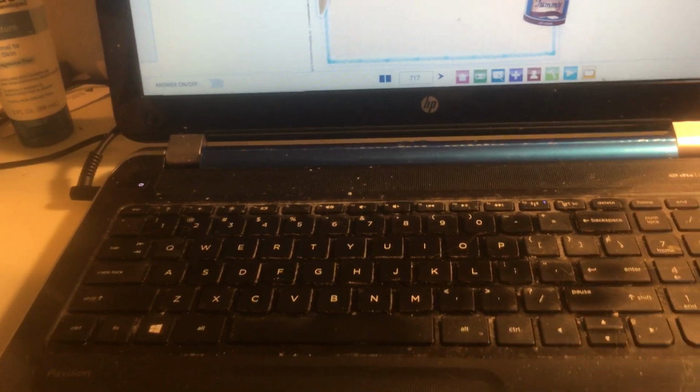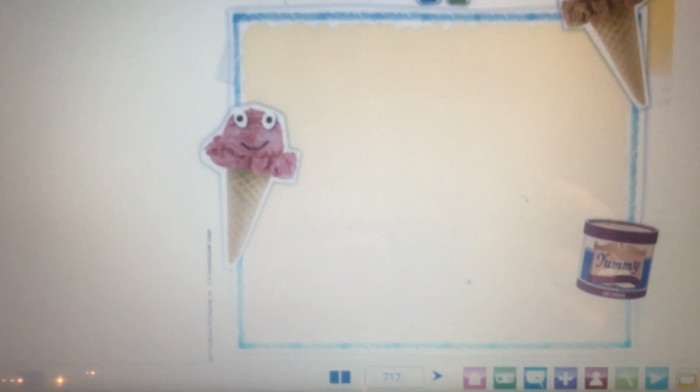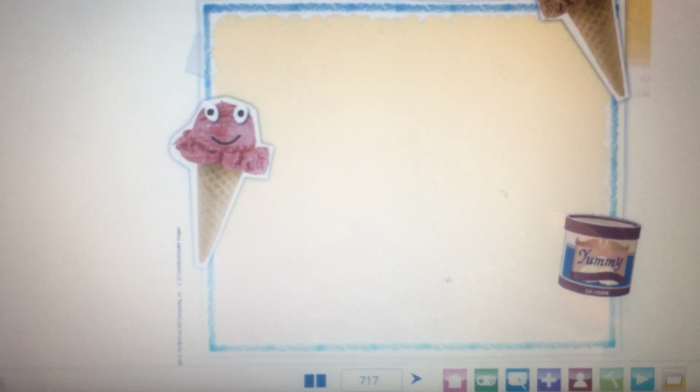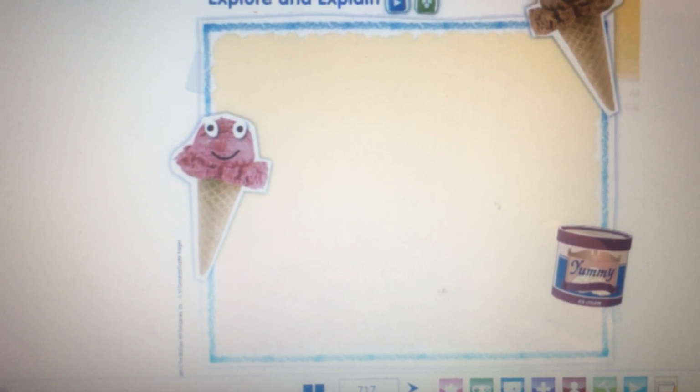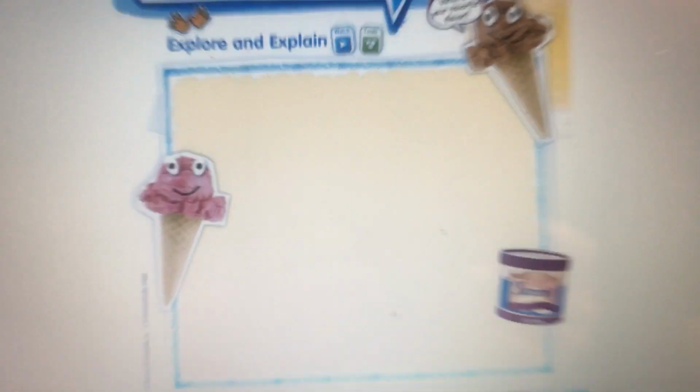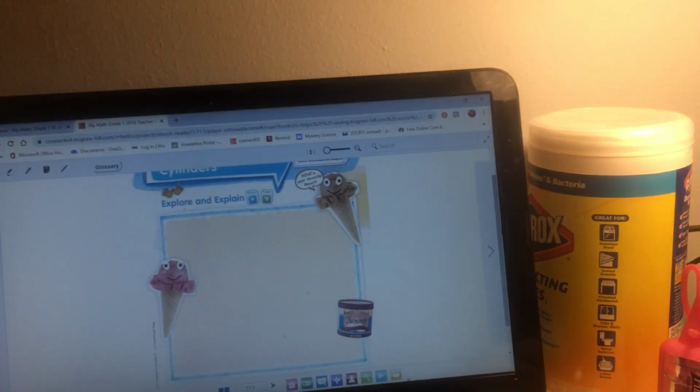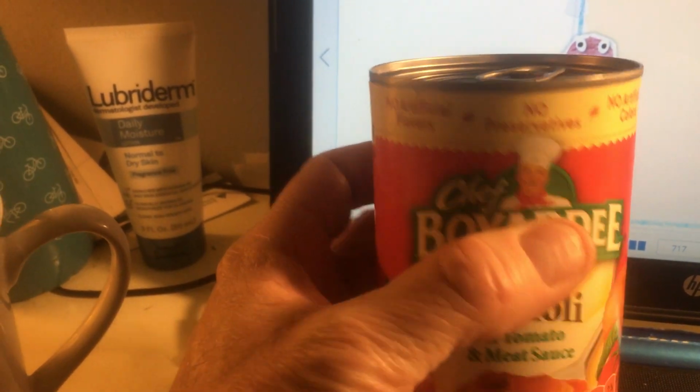All right, and then on page 717, you can see that there's also a tub of ice cream. It's called Yummy Ice Cream, and it's the same shape as this can of Chef Boyardee beef ravioli in tomato and meat sauce. This is also a cylinder.